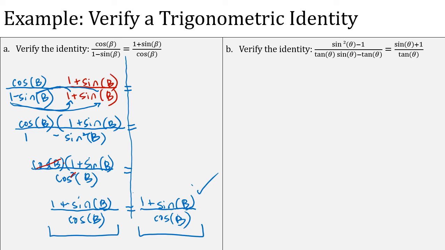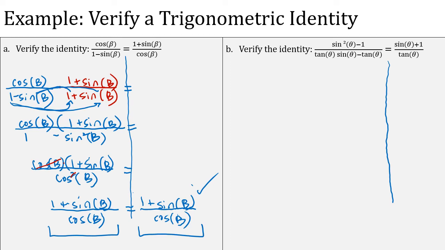So the first thing to do is determine, do we want to work on the left or do we want to work on the right? In my opinion, just looking at this, the left-hand side looks a lot messier than the right-hand side. So I like to work on that messier side because I feel like there's more for me to do.